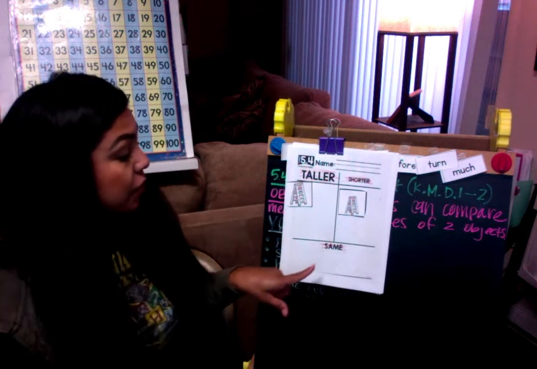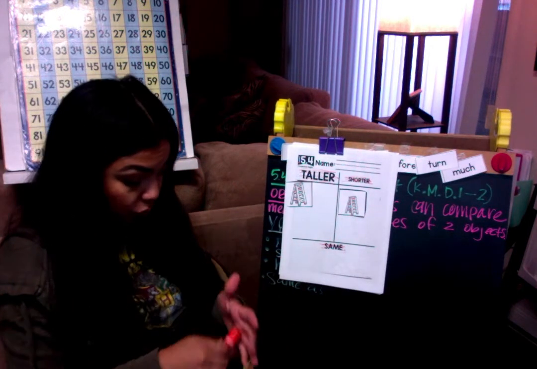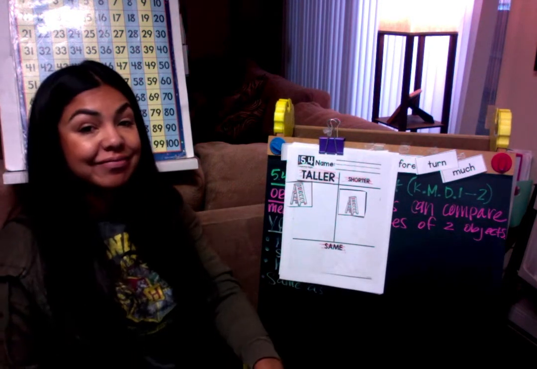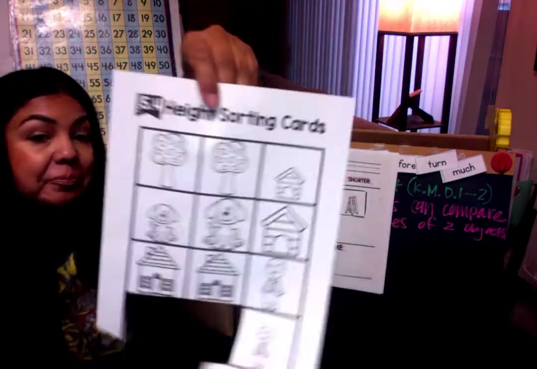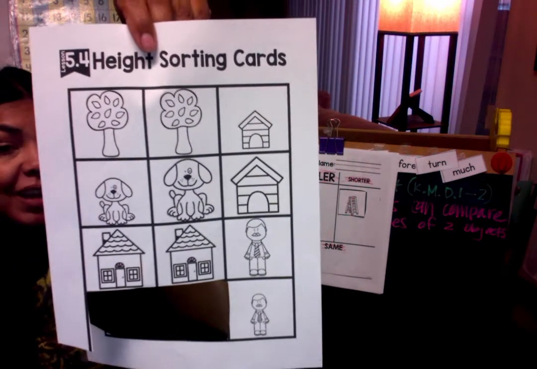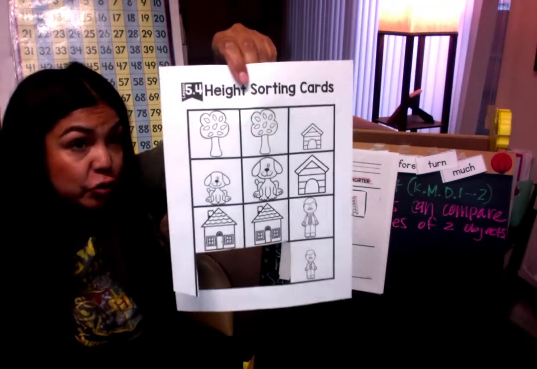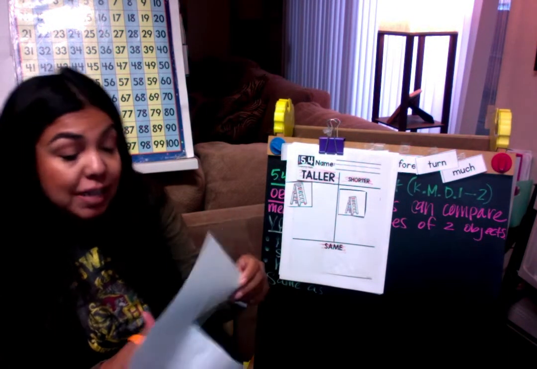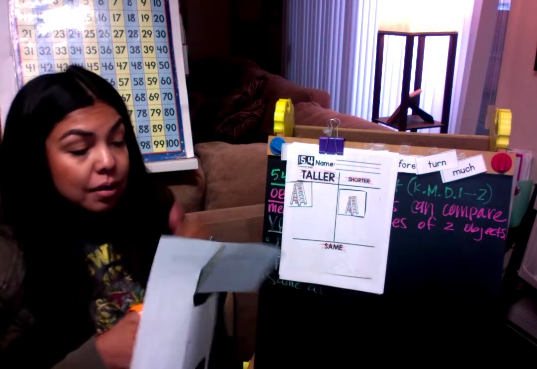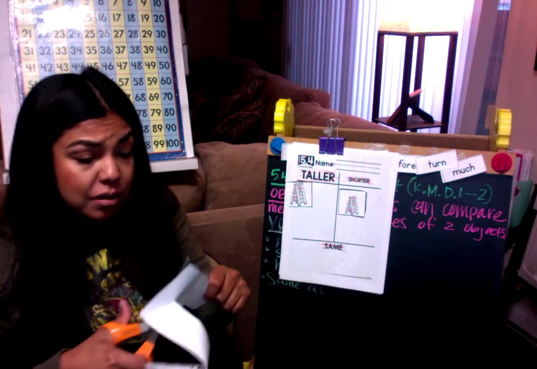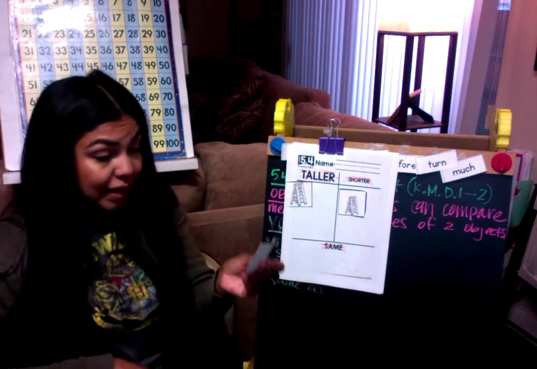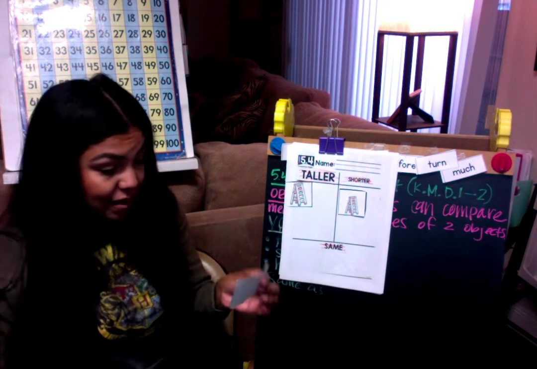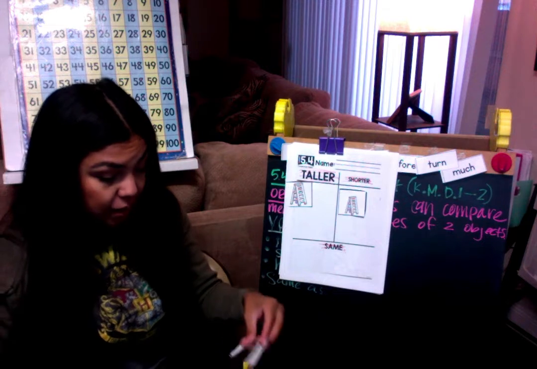Now, I need to find something that's the same. What was the same? Let's take a look at our pictures. Good. That tree. The tree is the same size. So I'm going to grab my trees. And I'm only going to cut my trees. I don't want to lose all my cards. So here I go. I cut out my trees, okay, and I'm going to cut them in half.